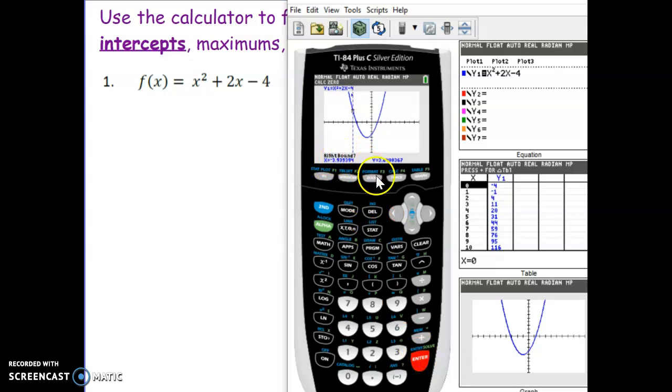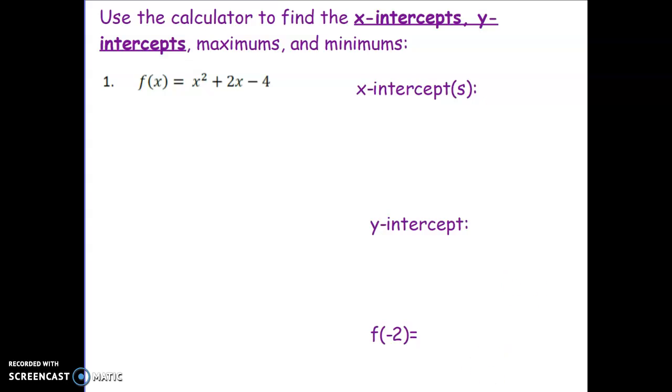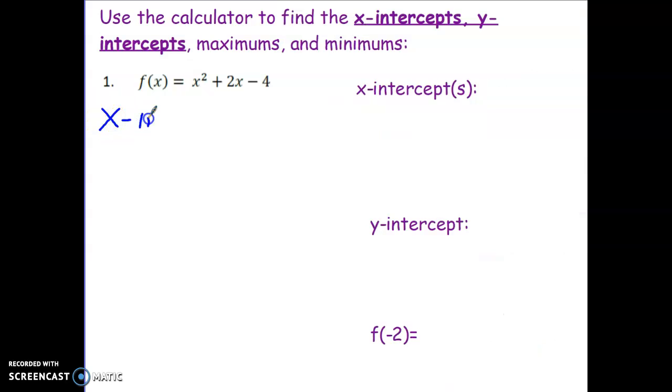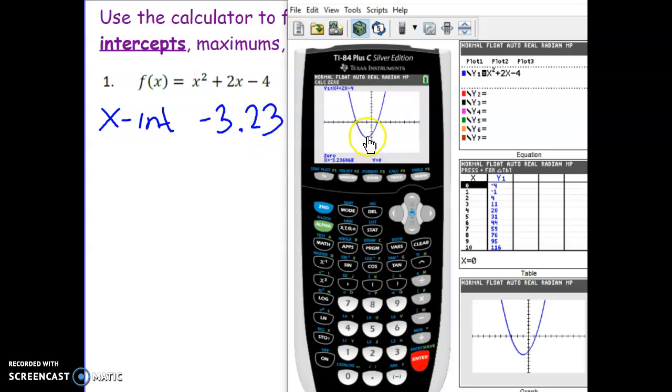Now it's going to ask me for the right bound. So I'm going to use my cursor to go over to the right. Again, it doesn't matter how far, just as long as I go past it. And then it asks me to guess. So I'll get as close to it as I can and hit enter. All right, and there is the x-intercept right there. Okay, so let's round that to the 100th. It's going to ask us to round that to the 100th place. And the value was -3.23. So my x-intercept is at -3.23. Okay, let's pull the calculator back up here again because I noticed that there are 2 x-intercepts. Now I have to find this one.